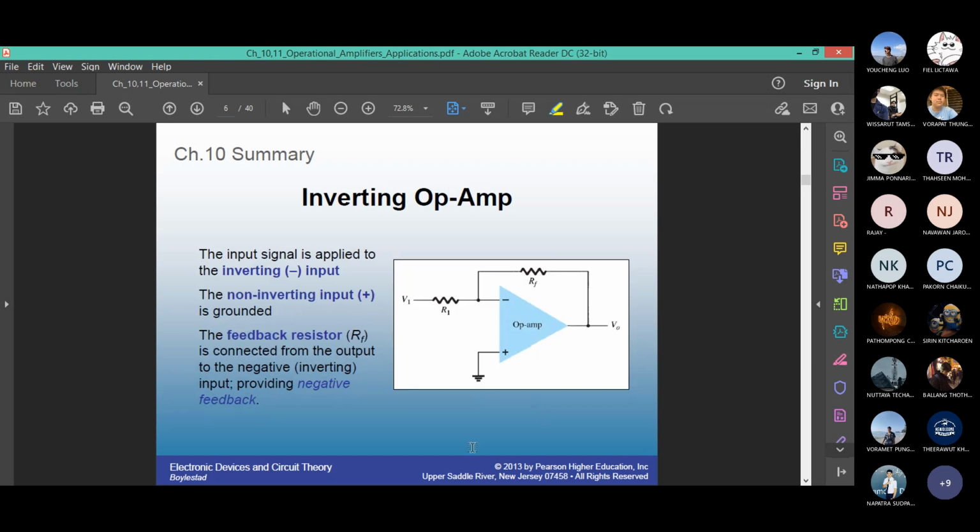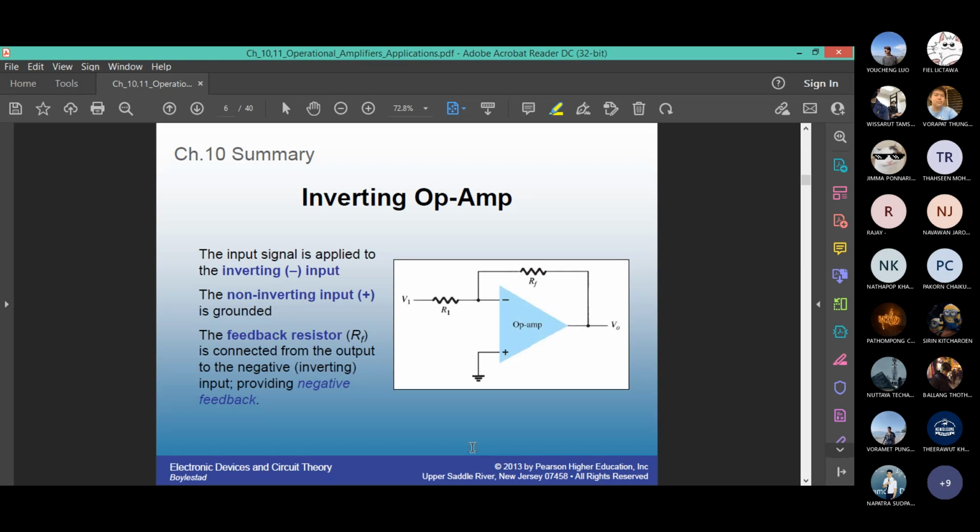Here's an inverting op amp. You can see it is a single-ended input. One of the pins is receiving the input, the other pin is grounded. So this is one of the input operations. We are providing this to the minus pin. That is why it is called the inverting op amp.